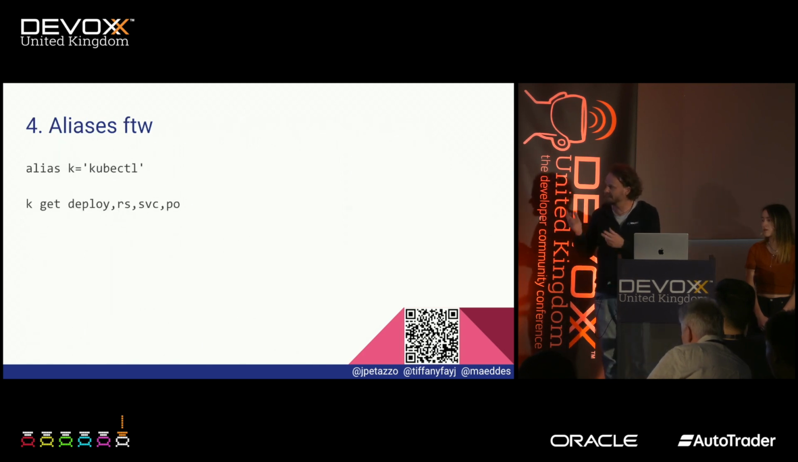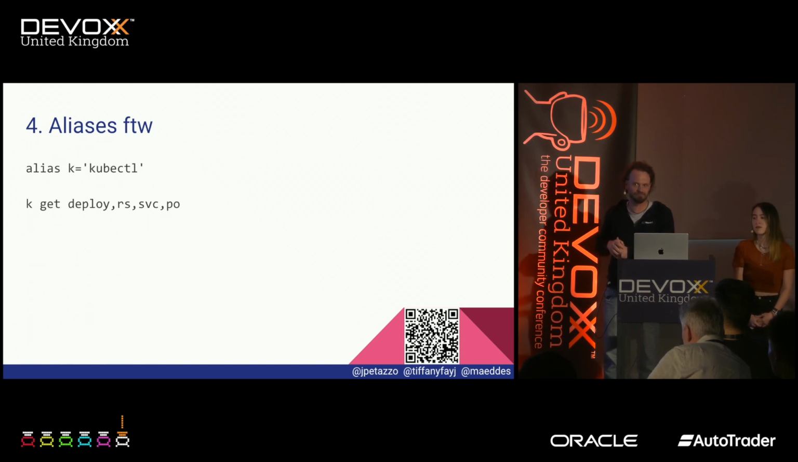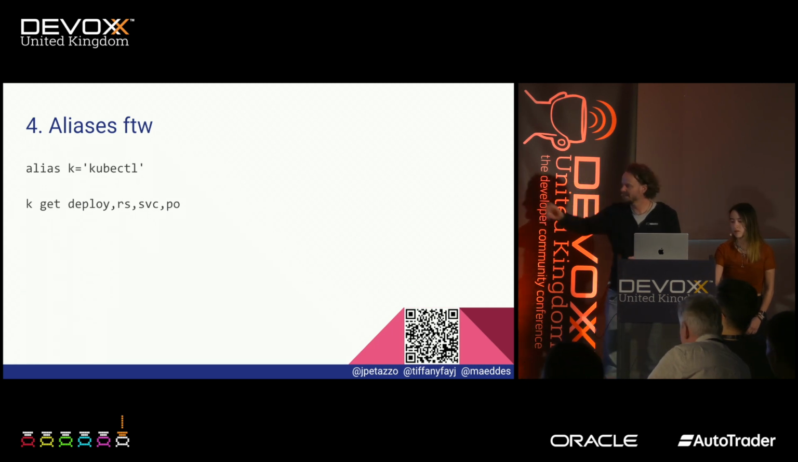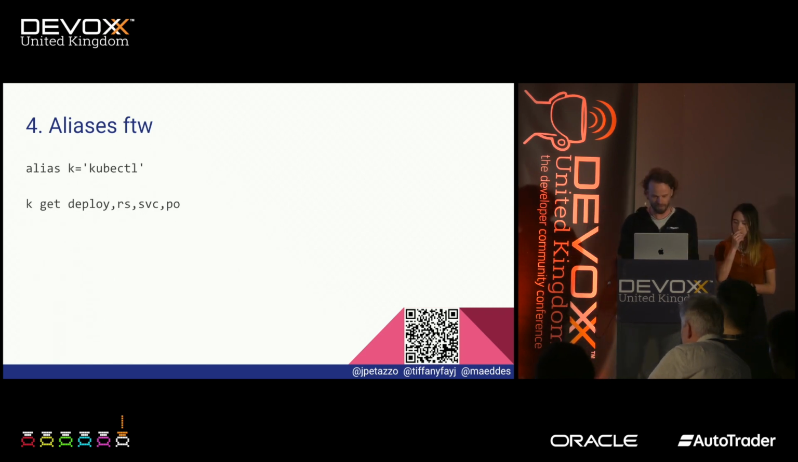Another helpful thing in the same environment is using aliases. I guess most of you have seen that top alias. Who has been using K instead of kubectl? OK. Who has never been using kubectl? OK, well, then this is certainly, it goes from 7 characters down to 1.